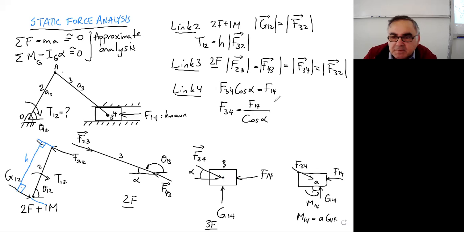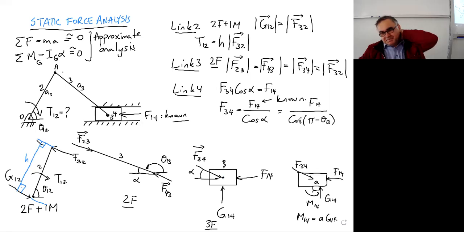And we know that this was known. It is given that it is known. So it is F14 divided by cosine alpha, where alpha is pi minus theta 1, 3, right? So F34 is known now. If F34 is known, what else is known? F34 is known, this is known, this is known, this is known, this is known now. The only thing is this h distance.